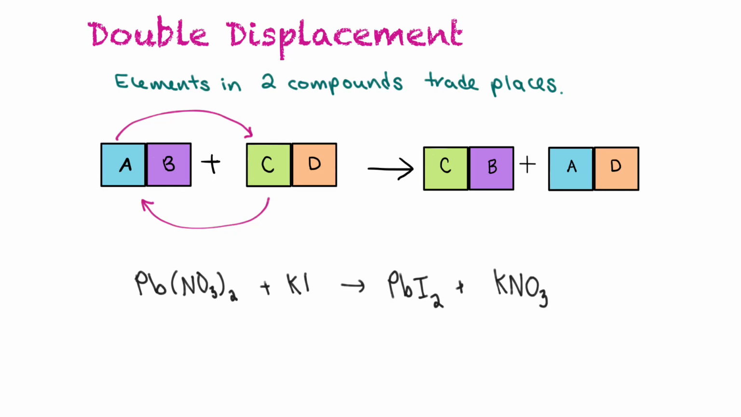So this reaction isn't balanced. We have 2 nitrates here, so we need to have 2 over here. So we'll put a 2 there. And then that makes us have 2 potassiums and 2 iodines on this side. I've got to fix that. And then we'll put a 2 here. So now our equation is balanced. So a double displacement is a double swap.